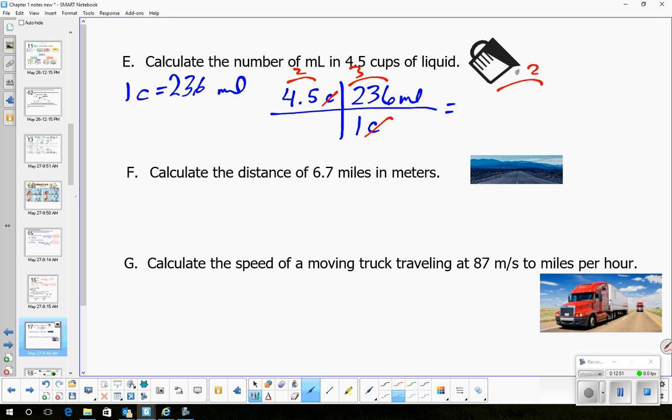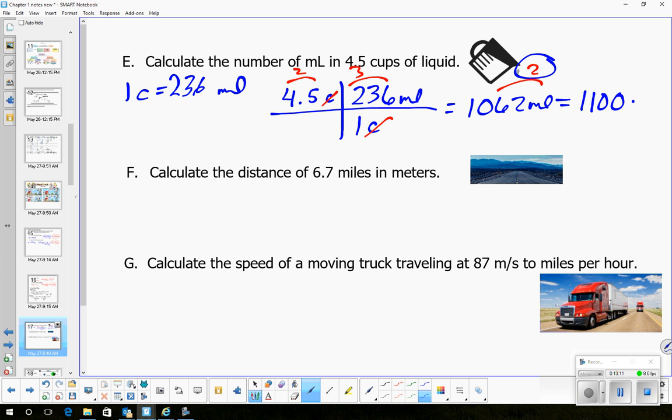So somebody give me the calculator throw up. Give me the calculator throw up. 1,062. That's the calculator throw up, but I know I can only do 2. So what would I report? Good, I'm glad you said 1,100 and not 11.